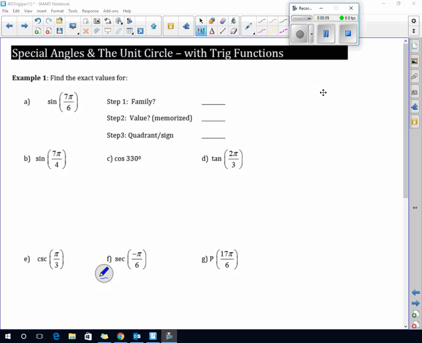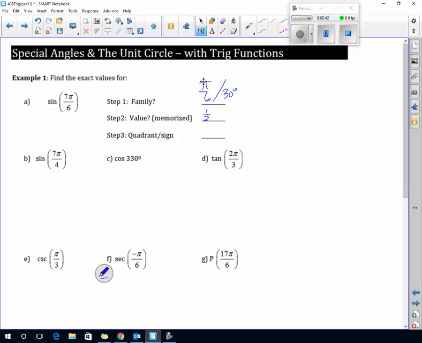Okay, so this is how you should be doing it. You see 7 pi over 6. You should know that's the pi over 6 family. And if you don't know what the pi over 6 family is, 6 goes into 180 30 times. This is the 30-degree family. So what is the value at 30 degrees for sine? That's where your hand comes into play. Put your 30-degree down. Sine is the 1 finger, so that is 1 over 2.